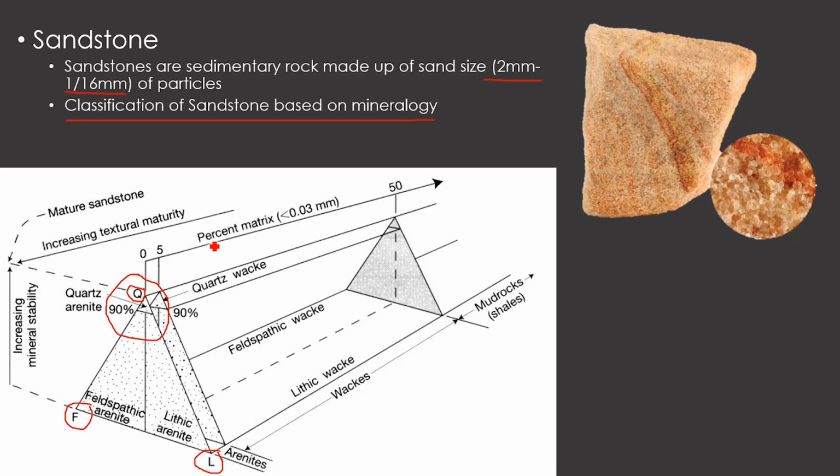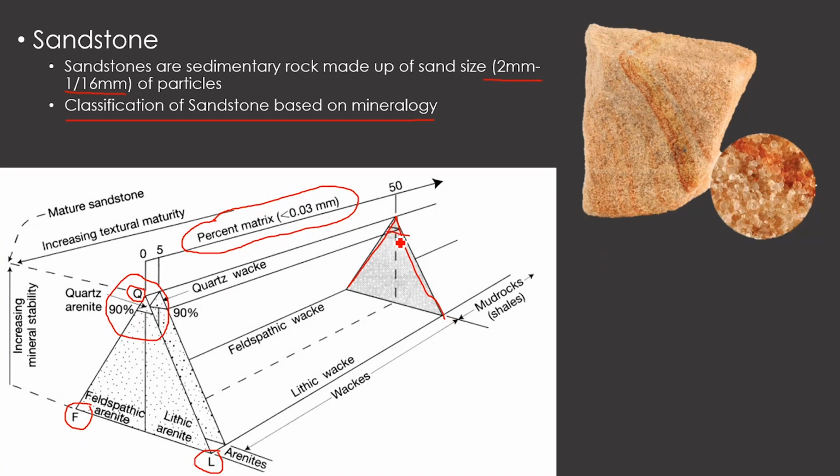So based on that, the groups have been classified, and along with this there is one more parameter which is taken, that is the percentage of matrix. Matrix we discussed yesterday. What is matrix? Matrix is the material which is binding these grains. So if these grains are bound by more than 5% of matrix, then it goes into the next level of diagram. So this is the three-dimensional way of measuring.